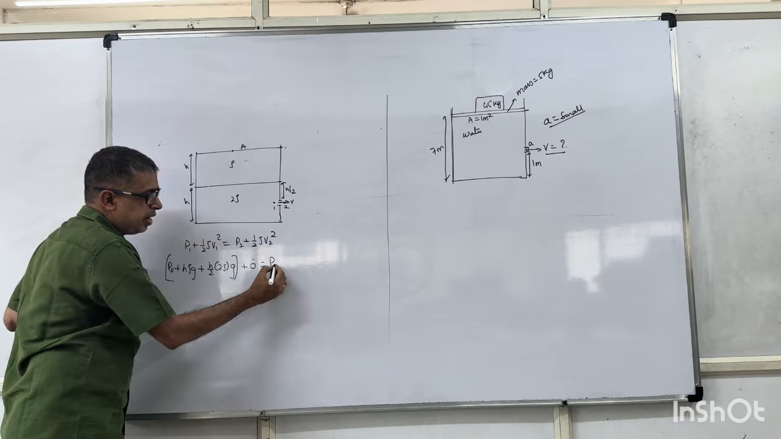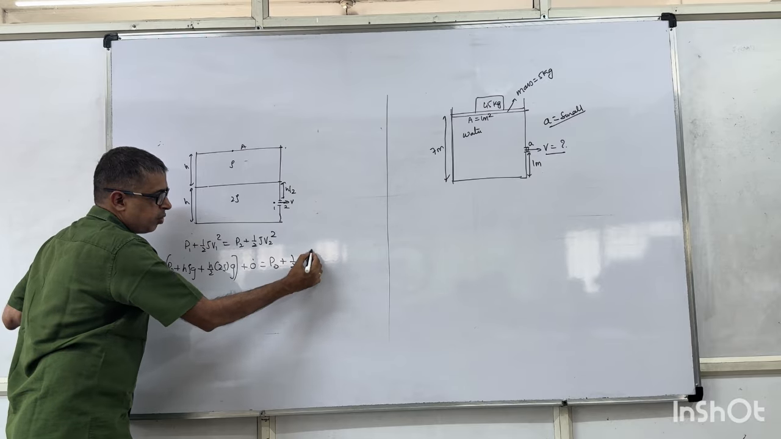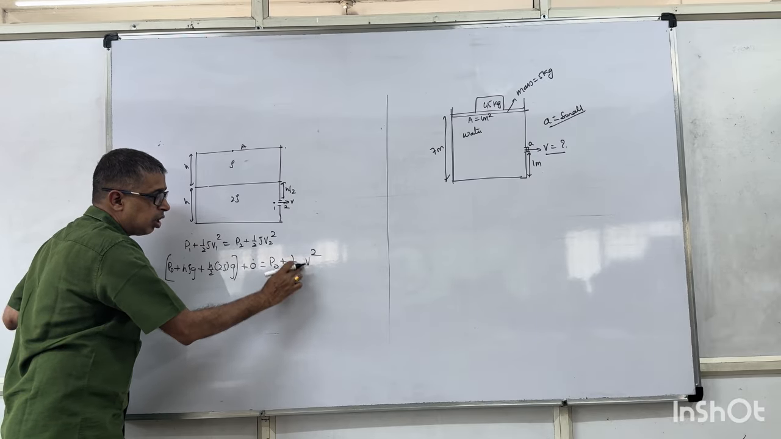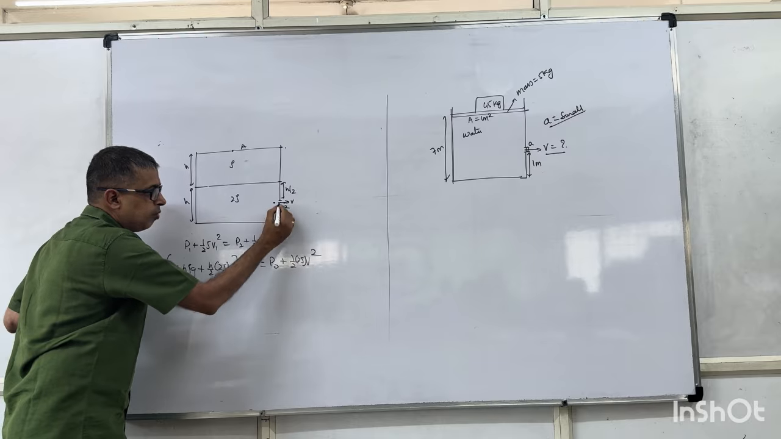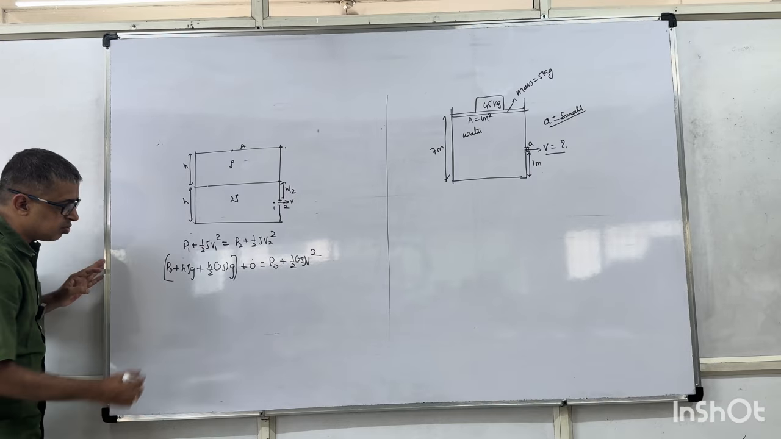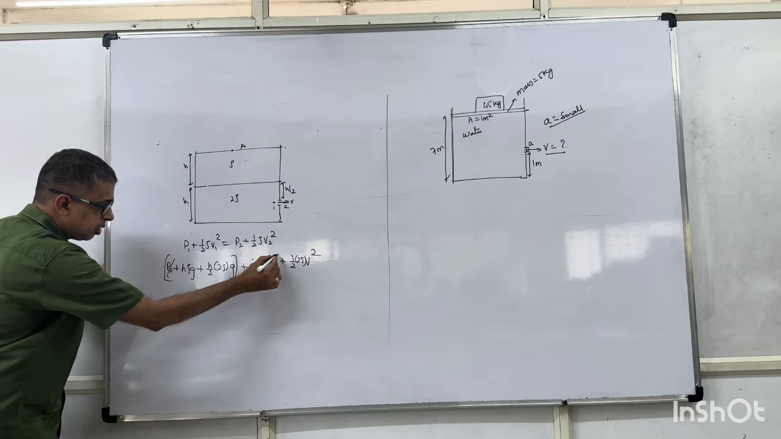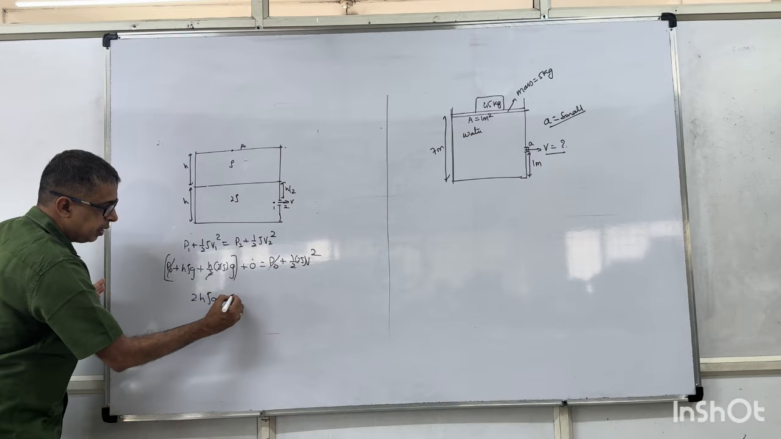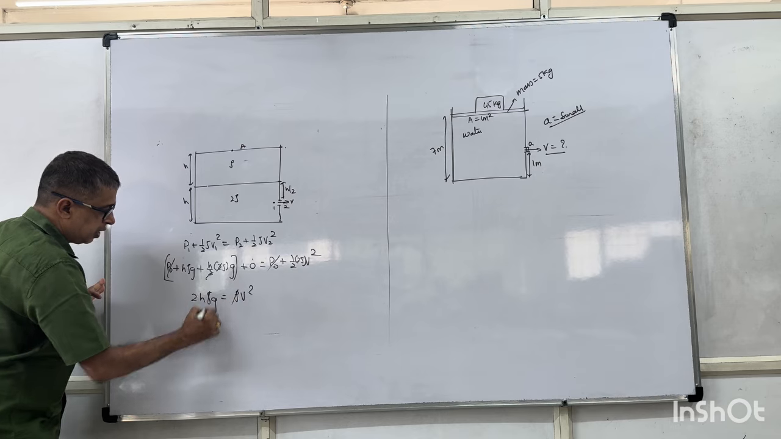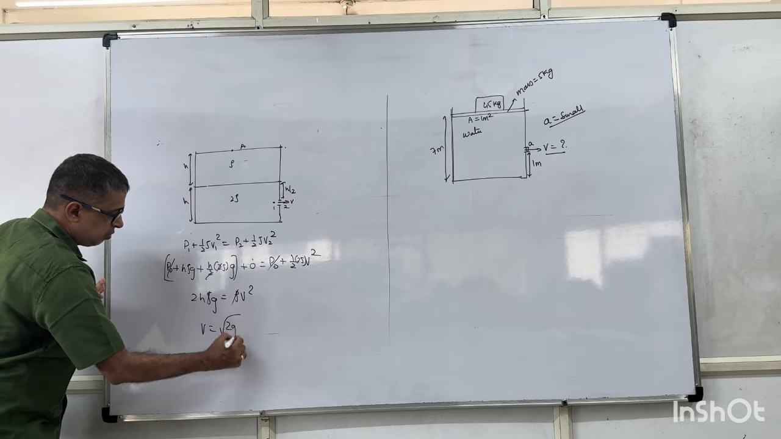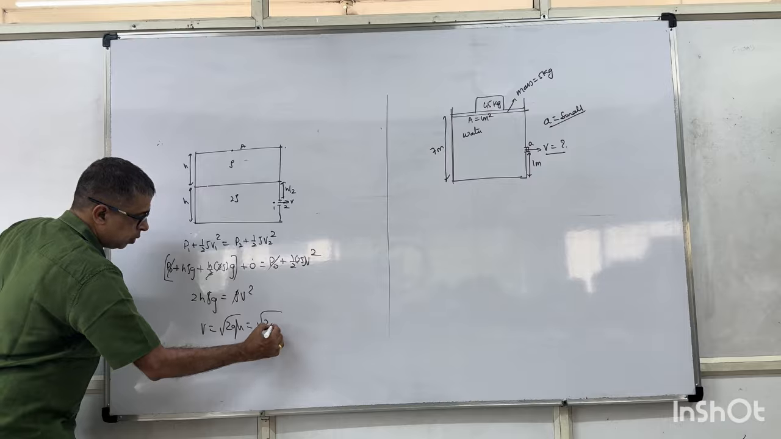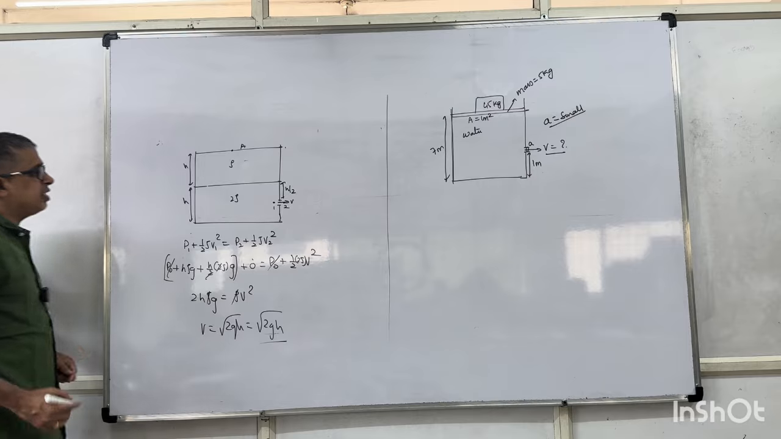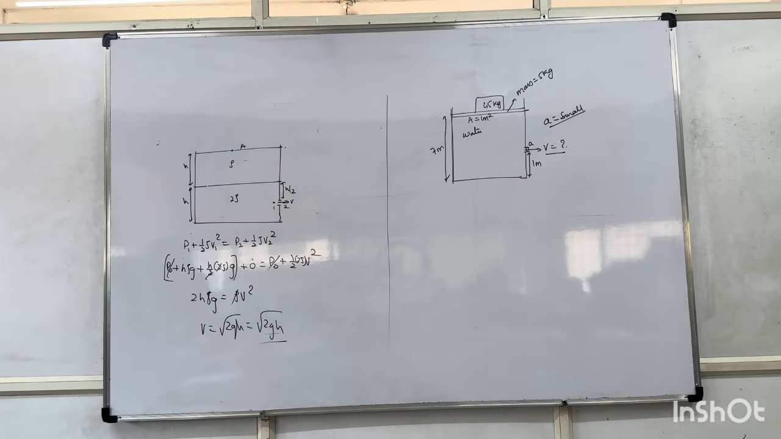Pressure at 2 will be atmospheric pressure plus half rho V square. Technically, this will not be rho, it will be 2 rho because the fluid which is coming out is of density 2 rho. P naught will go. 2H rho G is equal to rho V square. V is equal to root over of 2GH. H is given. Answer is root over of 2GH.